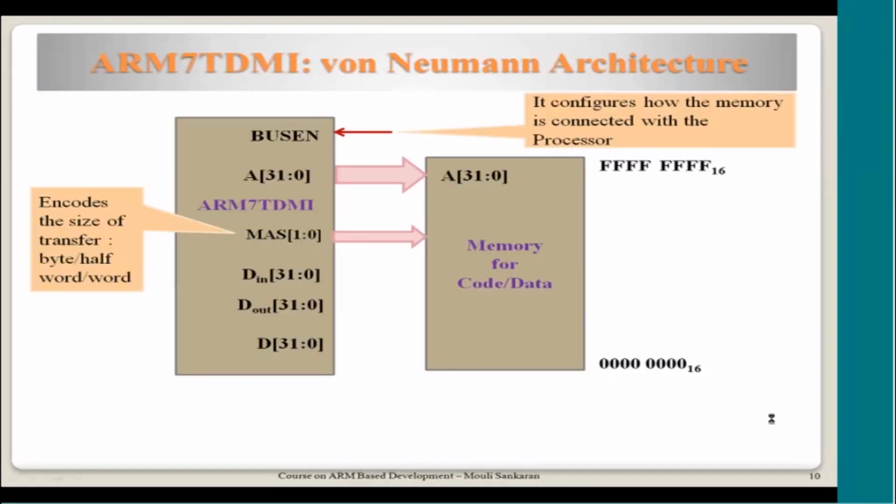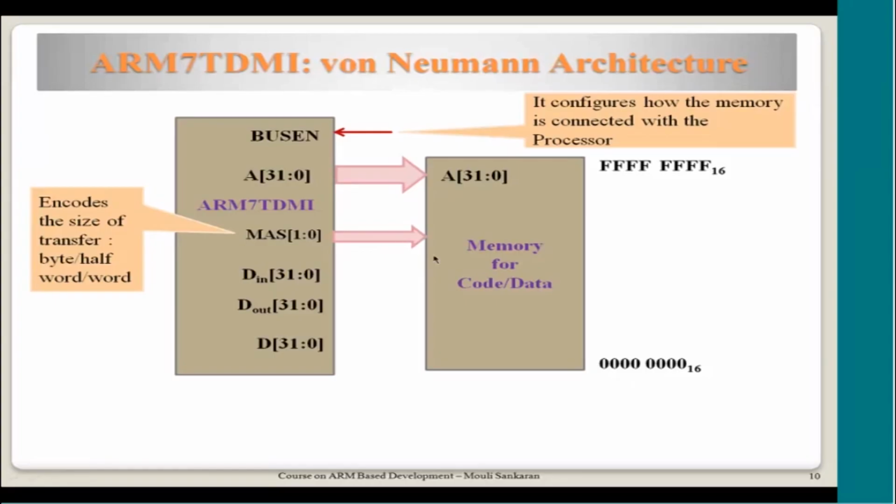Now I mentioned that ARM7TDMI is a Von Neumann architecture. What is Von Neumann? We have a single memory for both code and data. So there is only one address bus connected to the memory, and there are some control signals apart from MREQ and SEQ for sequential access. There is also a signal that gives you what kind of transfer it is. I will explain this in detail in the next slide.